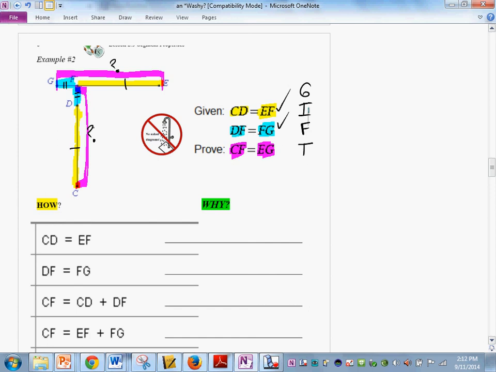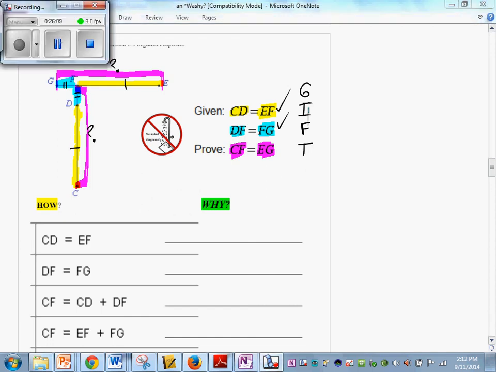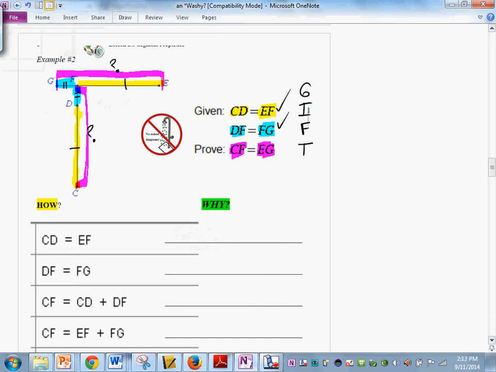The premise is this. If you know the yellows are equal, and you know the blues are equal, I want you to talk through, it only takes about 10 seconds, how on earth do you know for sure the pinks are equal? Ready? Talk. Go. Ready? We talked it through. Step 1, CF and FE are equal. I'm going to keep up with my colors.